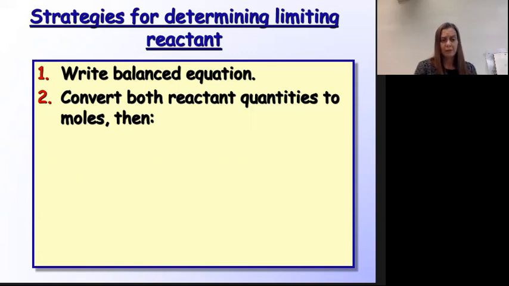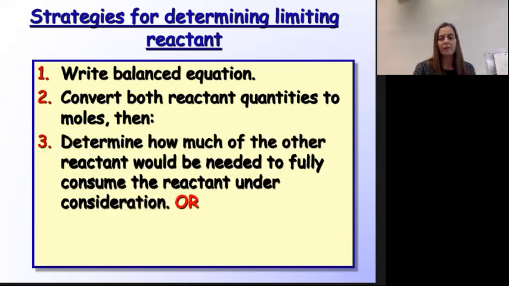So the very first thing we have to do is convert both of our reactants to moles. And so if we're given grams, we'll use molar mass. Atoms or molecules, we'll use Avogadro's number. Or volume, we'd use 22.4 liters. So we're going to first convert both of our reactants to moles, and then we have a choice. So some people are going to prefer to pick one of the reactants and determine how much of the other reactant you would need to fully consume all of that reactant.